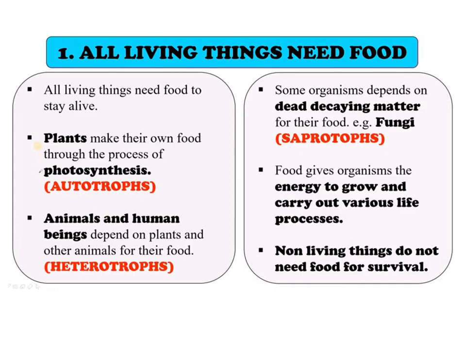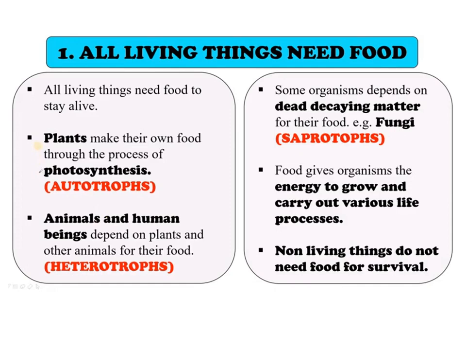Now coming to animals. Animals and human beings depend on plants and other animals for their food. So we are known as heterotrophs, meaning the living organisms which cannot make their own food. Examples are all animals and human beings. So animals and human beings are heterotrophs.